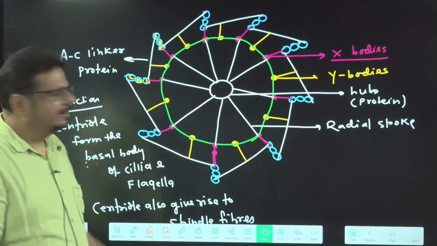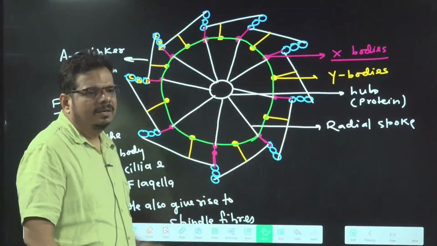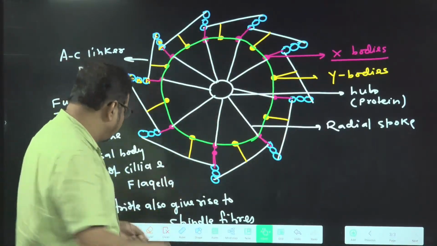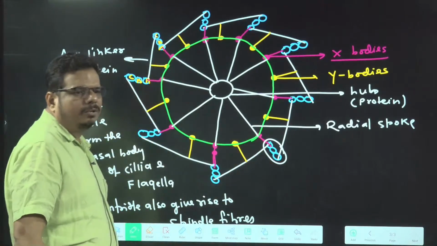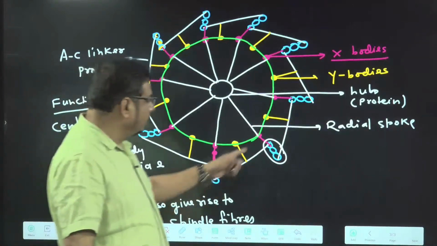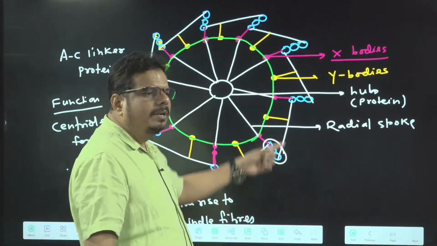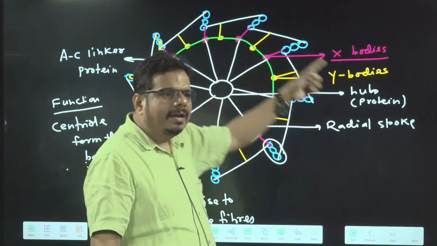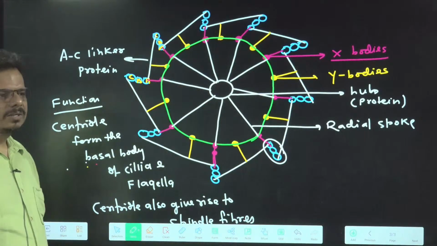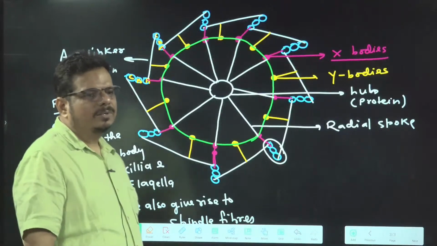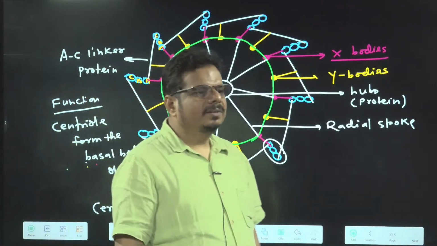It is easy, no? This is the structure of a centriole. And microtubule is what? This triplet is made up of 3 microtubules. So in one triplet, 3 microtubules. How many triplets are there? 9 triplets. 9 into 3 equals 27. You got the idea? So how many microtubules are present in one centriole?